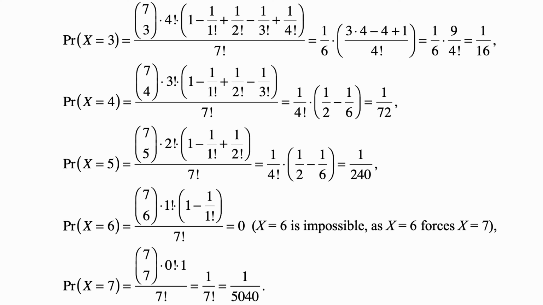The probability of x equal to 6, we can actually guess it to be 0, but you can just write it out as 7 choose 6 times 1 factorial times 1 minus 1 over 1 factorial, over 7 factorial. It's 0 because when x equals 6, that forces x to be 7. If 6 codes are matched, then the 7th one is matched too. And finally, probability that x is 7 is 7 choose 7 times 0 factorial times 1 over 7 factorial, so it's 1 over 7 factorial, which is 1 over 5040.